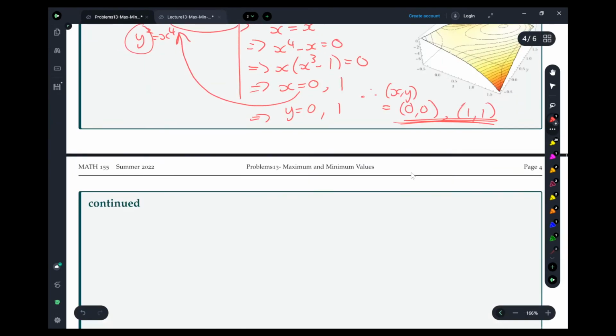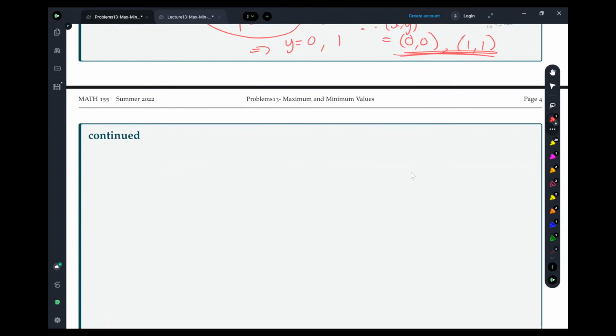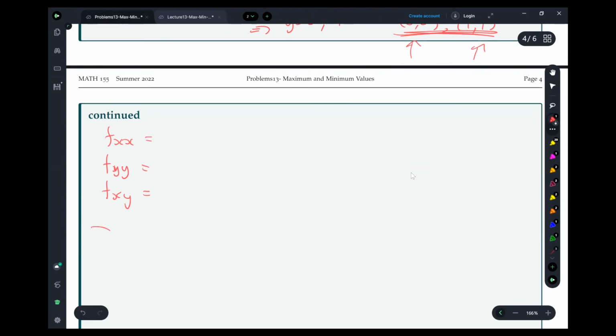Just recall that we want to calculate our second order partial derivatives, substitute those into our discriminant, and then evaluate the discriminant at each of these critical points. We've just got two critical points here, (0, 0) and (1, 1). So you want to work out f sub xx, f sub yy, f sub xy, and then your discriminant, f sub xx times f sub yy, minus f sub xy squared. Okay, have a go at that.